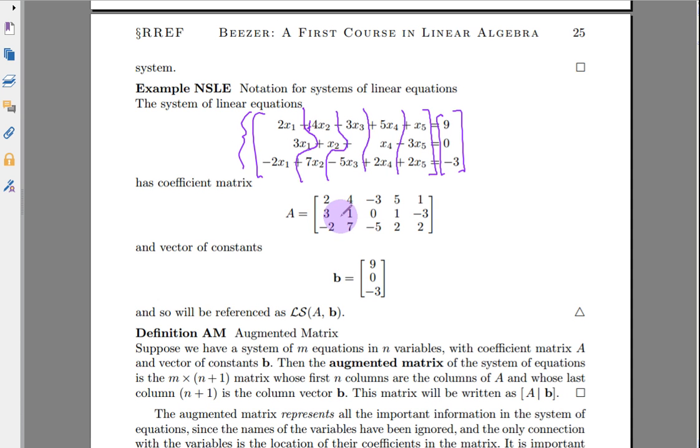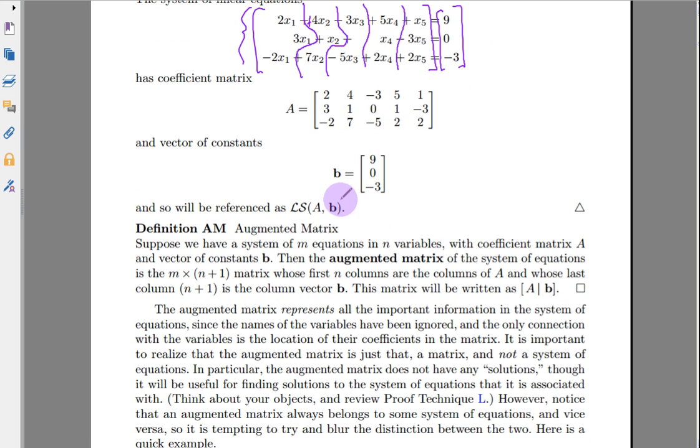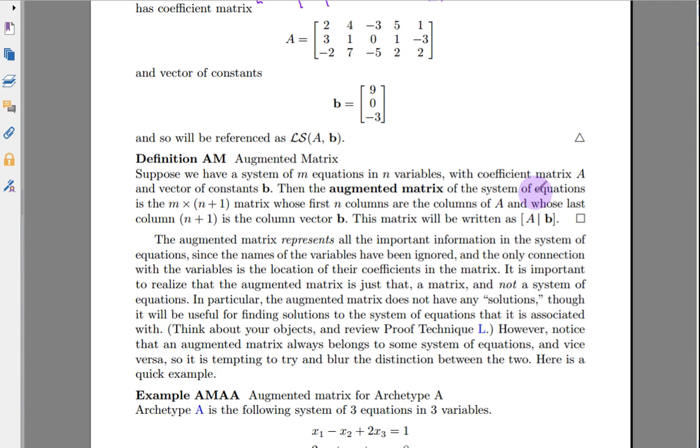You can see that this has the same information that my original system does. Now we're going to do one more thing, which is to put the matrix and the vector together. Notice they have the same number of rows. So I could easily write A next to B, and we can write that this way. You write the coefficient matrix A, a line, constant vector B.